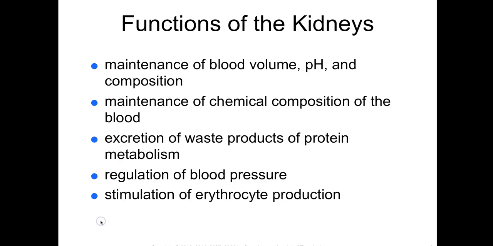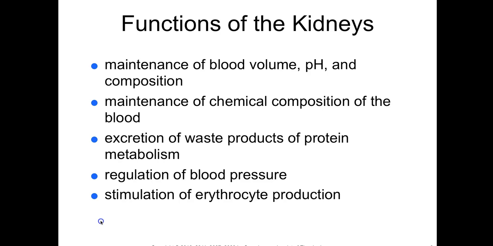So first, we'll talk about the functions of the kidneys. We know that there are four organs that belong to our urinary system, one of them being the kidneys, then we have the ureter, then the urinary bladder, and then the urethra. Starting off with the kidneys, they are going to maintain the blood volume, pH, and composition. We mentioned this before, that our kidneys will actually filter blood. They are cleansing the blood, and our blood volume is controlled by the amount of urine that's excreted.